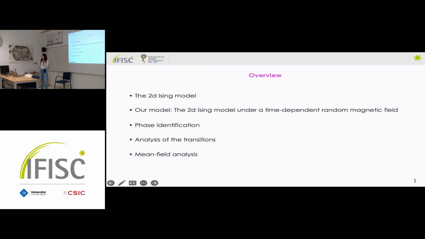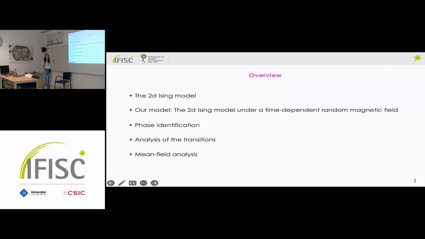I know that many of you are already familiar with the Ising model, but first of all, I will do a quick reminder. And then I will introduce our model, which is basically the Ising model under a time-dependent but uniform in space magnetic field. Although the Ising model has been studied for many years and in many different forms, we will see that our model, which is a very simple model, leads to very interesting results, or at least to us.